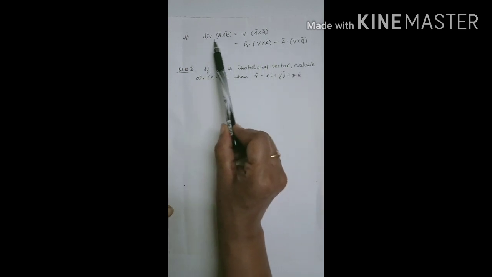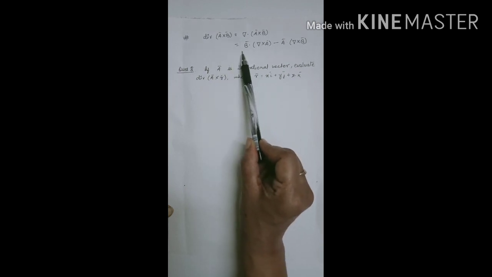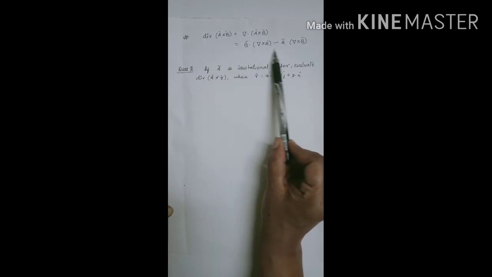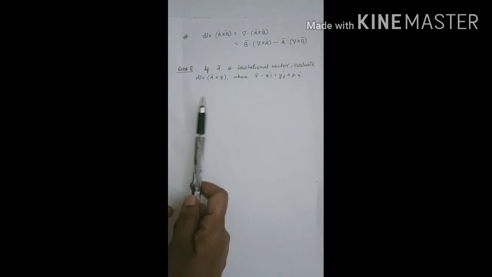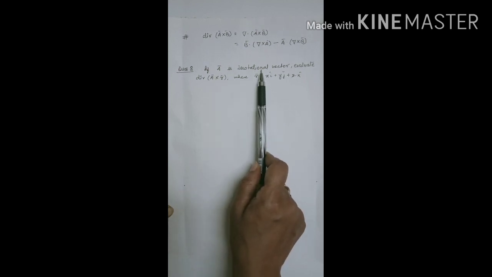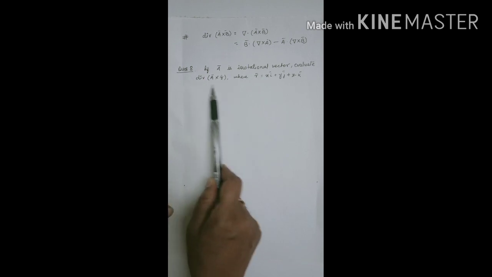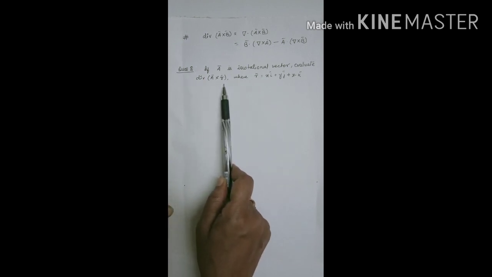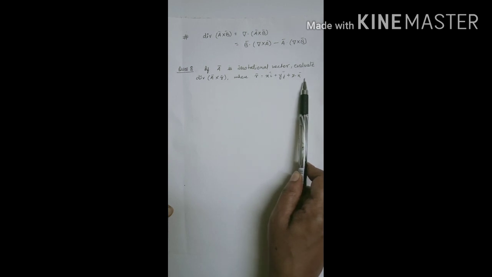You have to remember this formula: divergence of cross product of two vectors is equal to B dot del cross A minus A dot del cross B. See, in this problem they have given that if vector A is irrotational, then you have to evaluate the value of divergence of A cross vector R. Vector R is our standard vector xi plus yj plus zk.